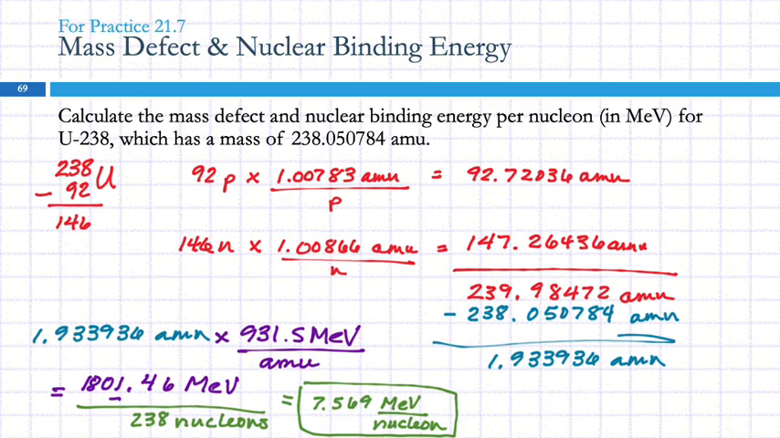Any questions? Remember what the binding energy per nucleon was for helium? It was 7.0 something. So which is more stable, uranium-238 or helium-4? Which has the larger binding energy per nucleon? Uranium-238 does. Okay. The binding energy is how much energy you would have to put in to blast it apart. So this would take more energy to blast apart than the helium nucleus.